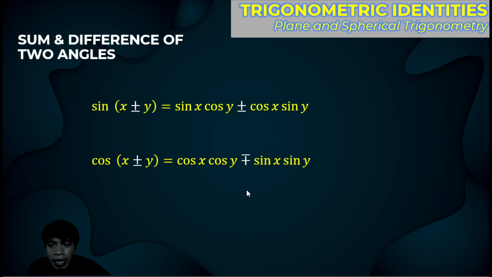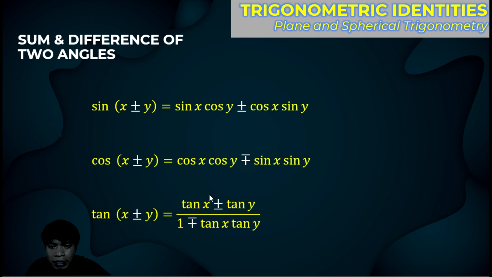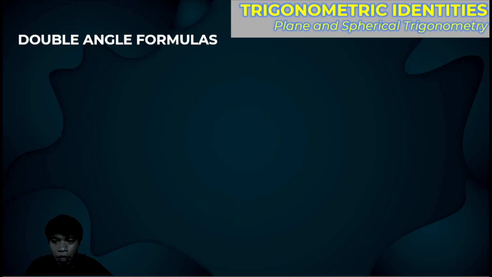Okay. The next is, of course, the tangent of the sum and difference of two angles. So that is equals to tan tan over 1 minus tan tan. So kung plus dito, guys, take note na plus din dito, and then minus dito. Kung minus dito, and then plus dito. Okay? So dali lang siya, guys. I-memorize nyo na lang.